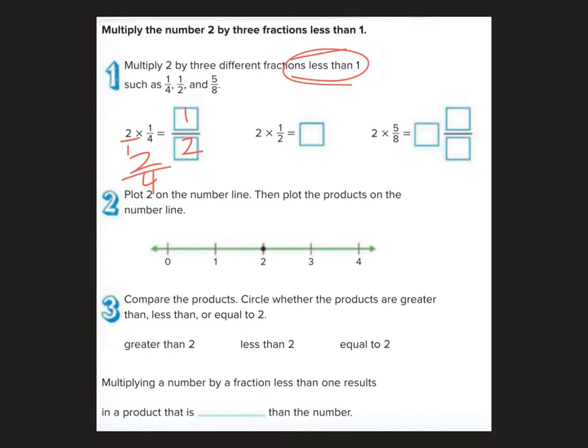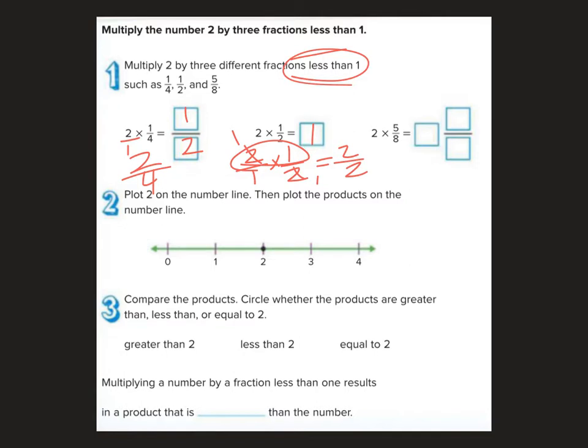So 2 times 1/2, which we know is the same as dividing by 2, we're going to get 1, aren't we? Because 2 over 1 times 1 over 2, I'm going to get 2 over 2, or if I simplified, I'd get 1 over 1, which is just 1.